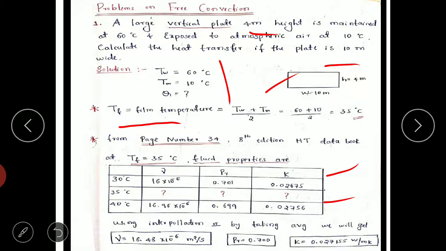But let's say if you want the properties at 33 degrees Celsius, then we have to go for the interpolation method. As the temperature in this problem is 35 degrees Celsius, you can directly take the average, but it is not true for all the cases. If it is say 33 or 36, then please use the method of interpolation. Okay, so all the properties are calculated and the values are written.